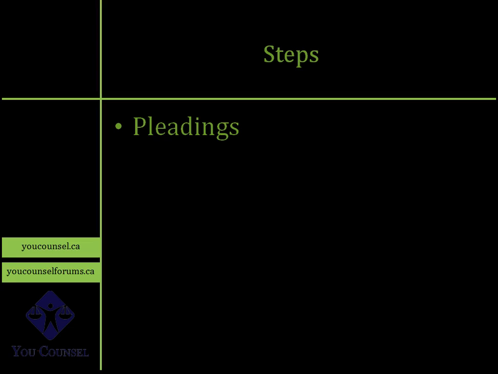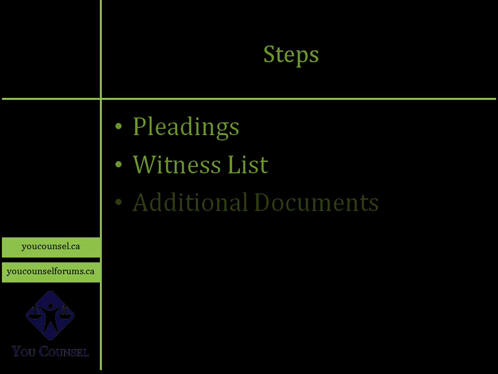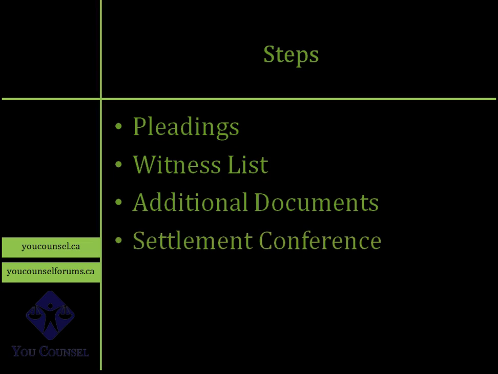Either you're asking for money, then you explain in the pleadings how much money you're asking the court to order against the other party and what your reasons are. And similarly, if you're defending, what are your reasons for the court to say that they must throw the plaintiff's case out. Second step is witness list. You'll have to serve and file a list of your witnesses that will go to trial. We'll talk about in step 3 additional documents that you may need to serve. Step number 4 is settlement conference, and the final step is trial.